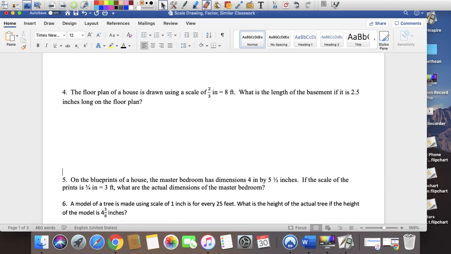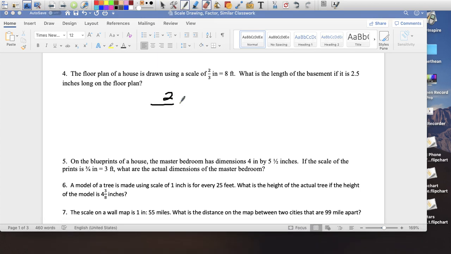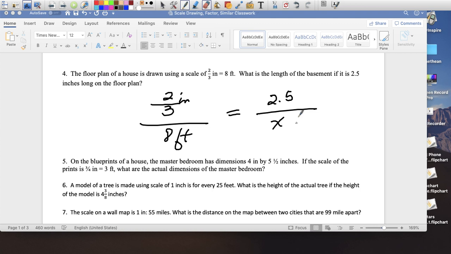4. The floor plan of a house is 2/3 of an inch equals 8 feet. And again, this one actually might need to be left as a fraction. 2/3 of an inch represents 8 feet in real life. And what's the length of the basement if it is 2.5 inches on the floor plan? How many feet is that in real life? So that's what we have here.